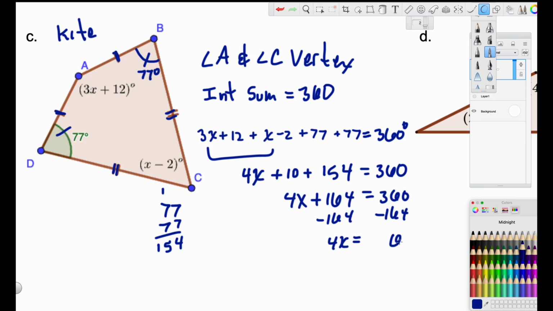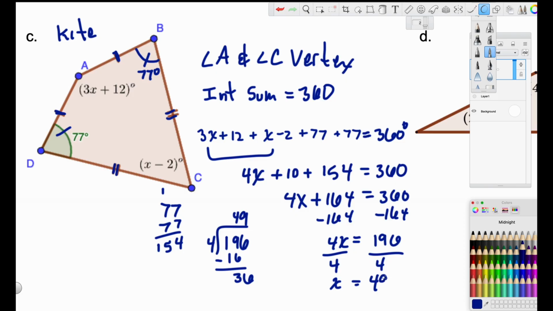What do we get here? So 360 minus 160 would be 200. So this would be 196. Okay, and we're going to divide that by 4. The 4 goes into 19 4 times. 4 goes into 36 9. X equals 49.